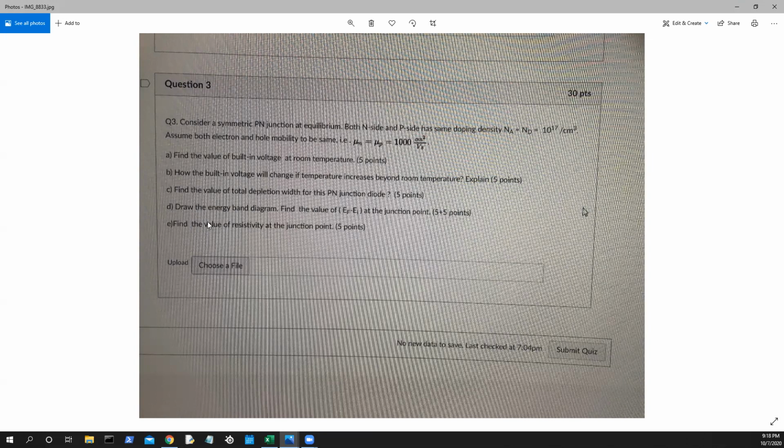Find the value of resistivity at the junction point. Okay, there's a formula for this somewhere. Let's see, what did it look like? Actually, pretty sure it's probably the exact same thing. Let me see something. Oh, my homework's right there. I probably did it right here somewhere.